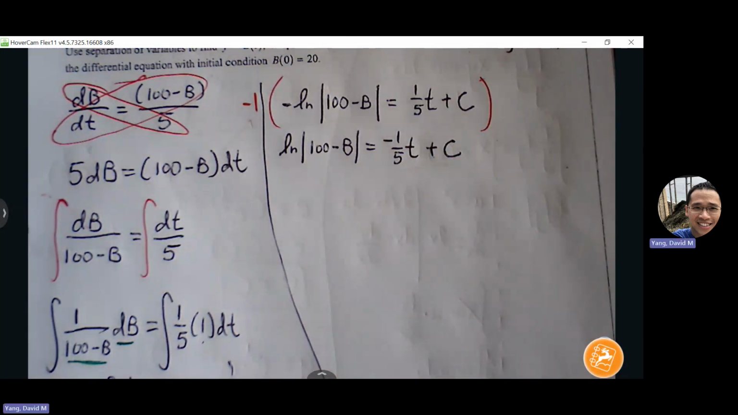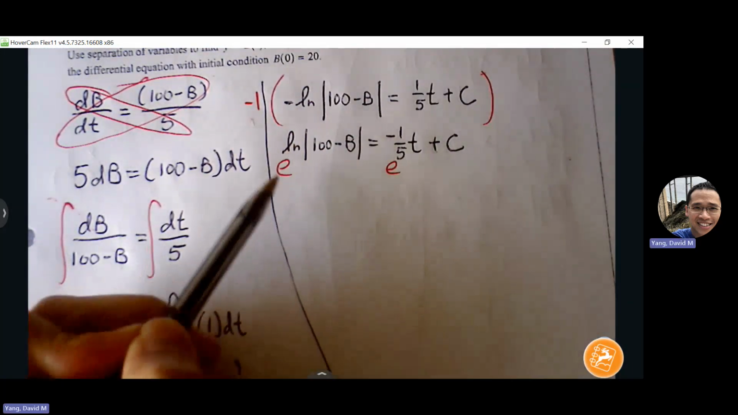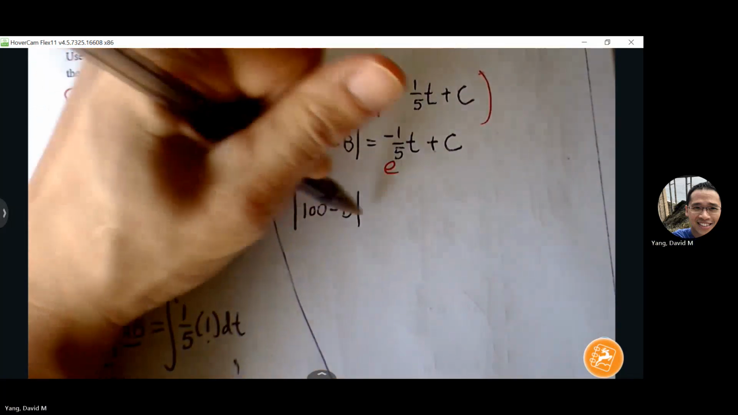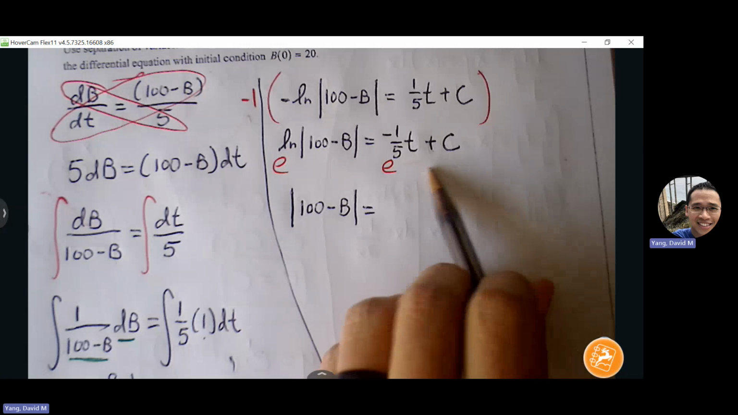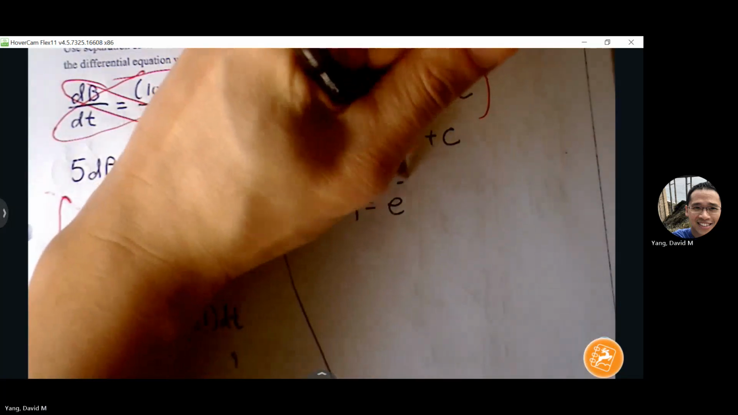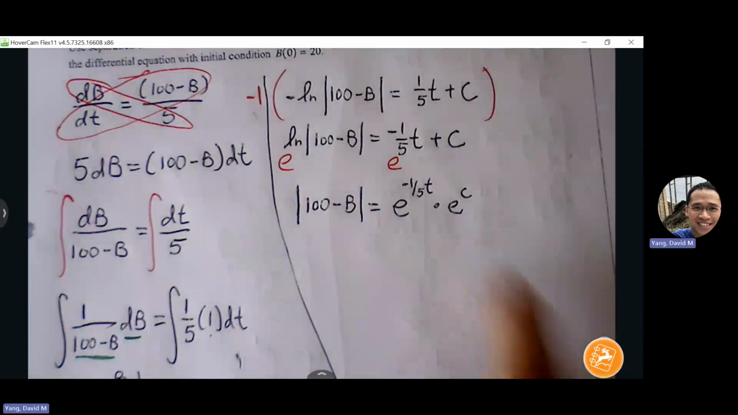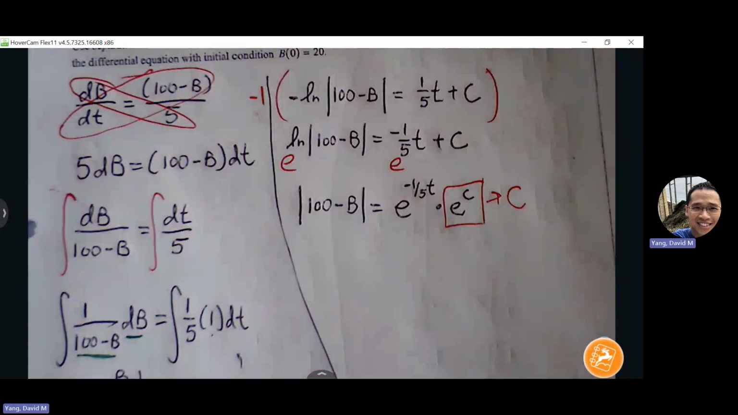Okay, now both sides, we can raise both sides with what as a base? B as the base. Okay, left side cleans up, right? Absolute value of 100 minus B. I can separate this, times what? E to the C. That E to the C is just some coefficient C. We can drop the whole in front.